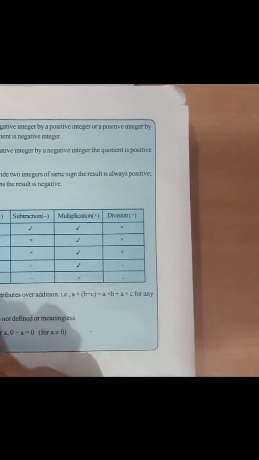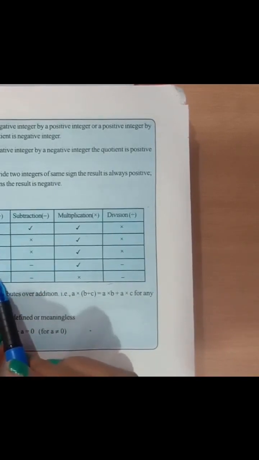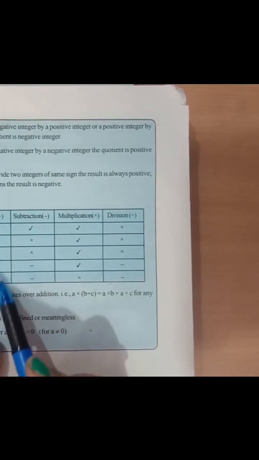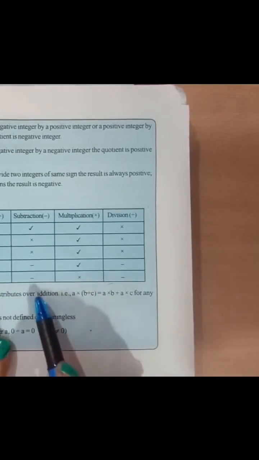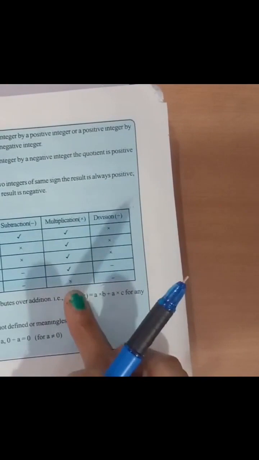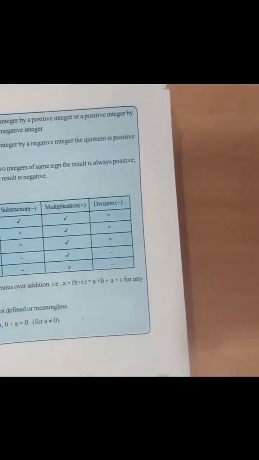Next, identity. The identity property is satisfied by addition and multiplication. Next is the inverse property: only the addition property is satisfied. Subtraction and division are not, and multiplication is also not there in the inverse property.